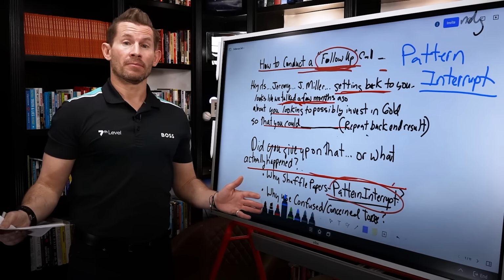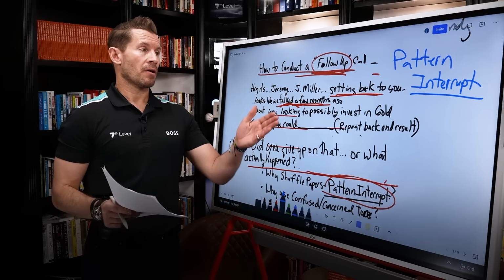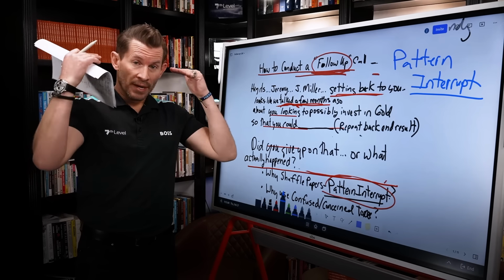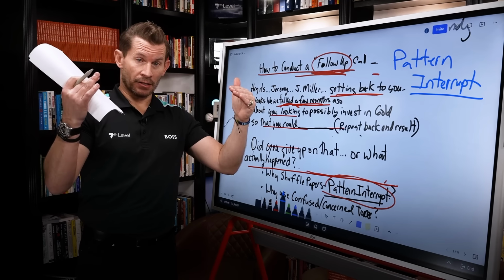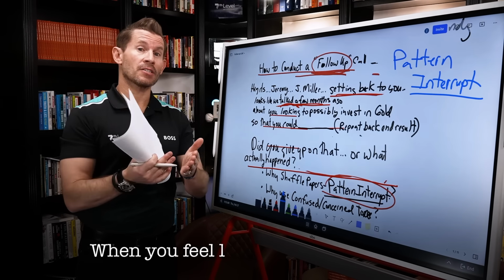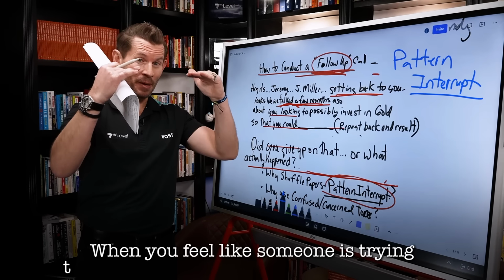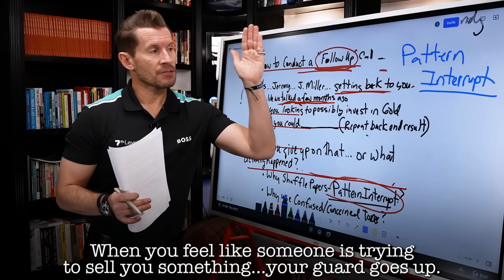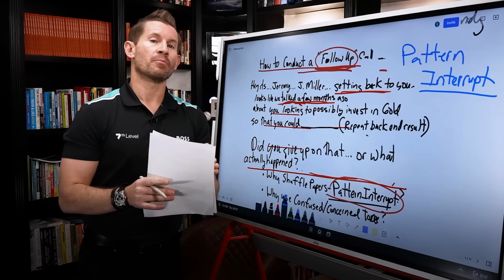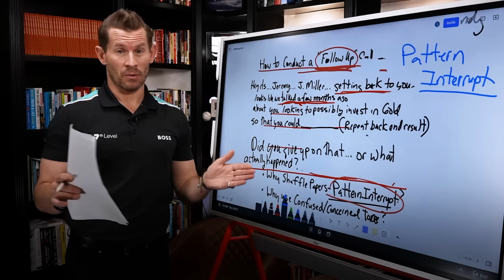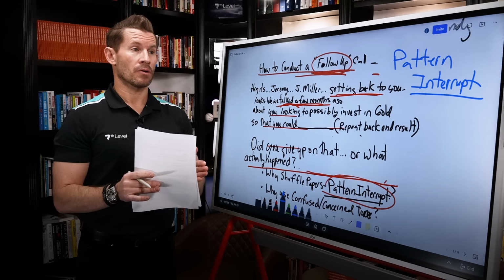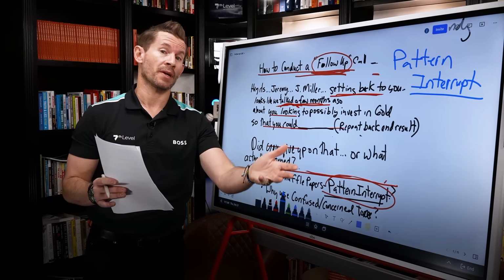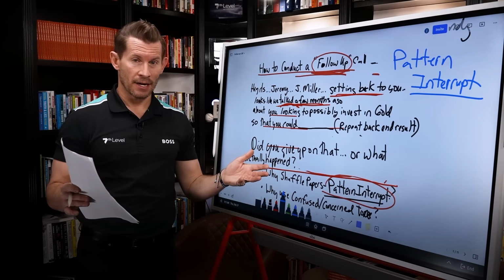So what is a pattern interrupt and why should you use it? Well, remember, your brain, just like your prospect's brain, reads patterns. So you're used to patterns, okay? When you feel like somebody's trying to sell you something because you recognize the pattern, instantly your guard goes up. So I have to interrupt that pattern where the prospect's brain doesn't know what's going on, where it almost doesn't quite understand. It's almost confused, which triggers curiosity. That's called a pattern interrupt, okay?